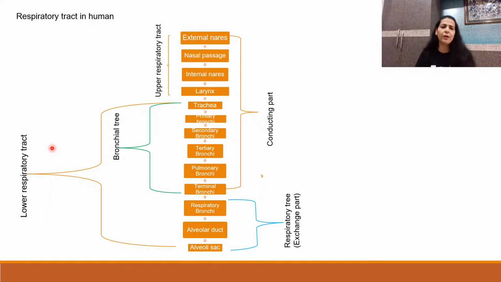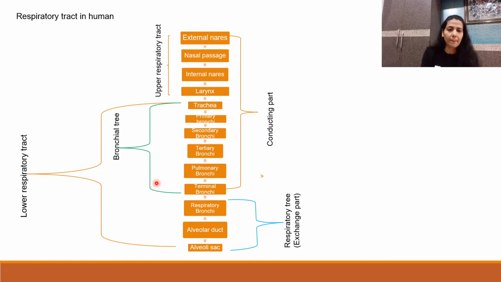And I just want to give you one important piece of information: the diseases of the respiratory tract are also divided into two categories, upper respiratory tract and lower respiratory tract. And this so-called pandemic attacks the lower respiratory tract. All right. So external nares, nasal passage, internal nares, larynx is a part of upper respiratory tract. From trachea to bronchi to all bronchioles and finally to alveoli is lower respiratory tract.